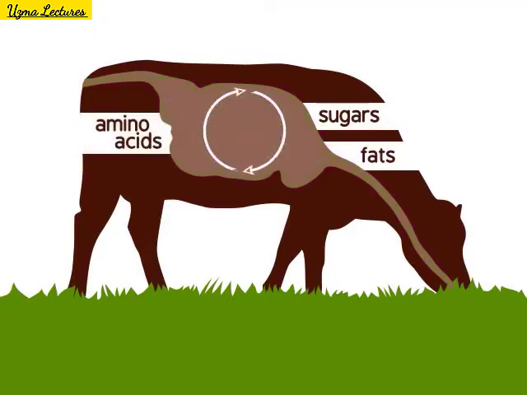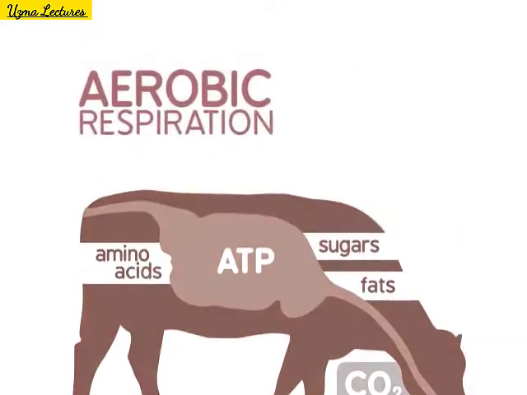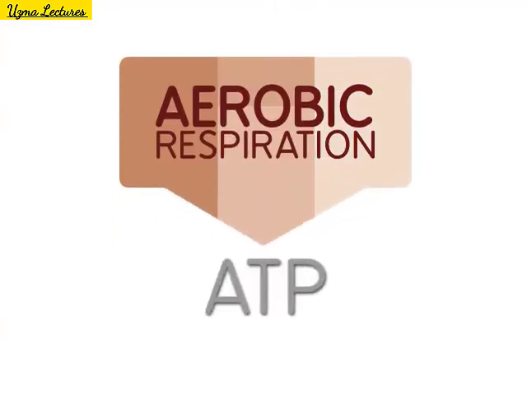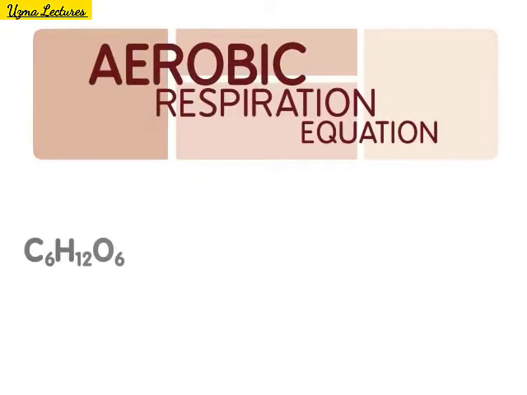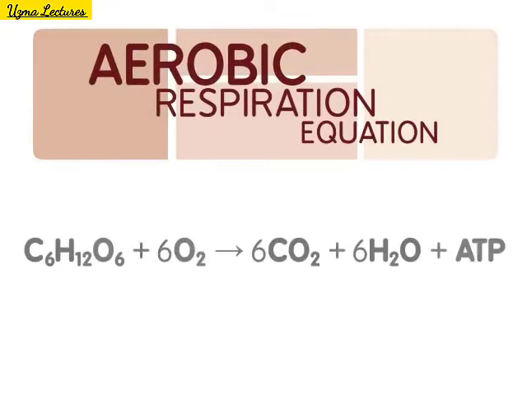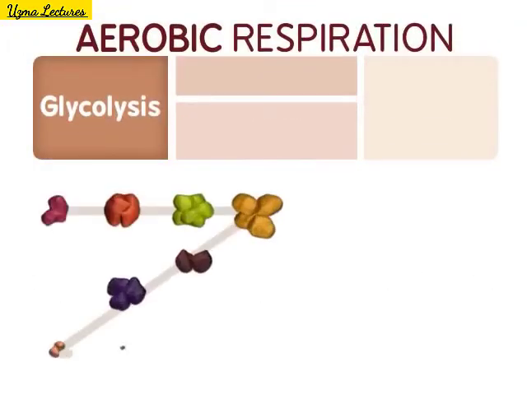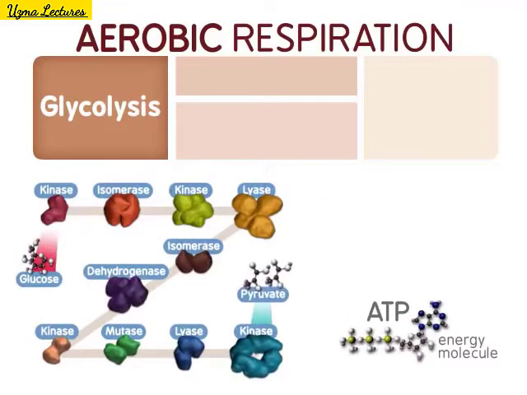This conversion occurs through a process called aerobic respiration. Aerobic respiration involves several stages that result in ATP production. The general equation for aerobic respiration is sugar plus oxygen, which gives carbon dioxide, water and ATP. Glycolysis is the first step of aerobic respiration. During glycolysis, sugars are broken down and ATP and pyruvates are produced. Glycolysis also generates critical electron carriers.